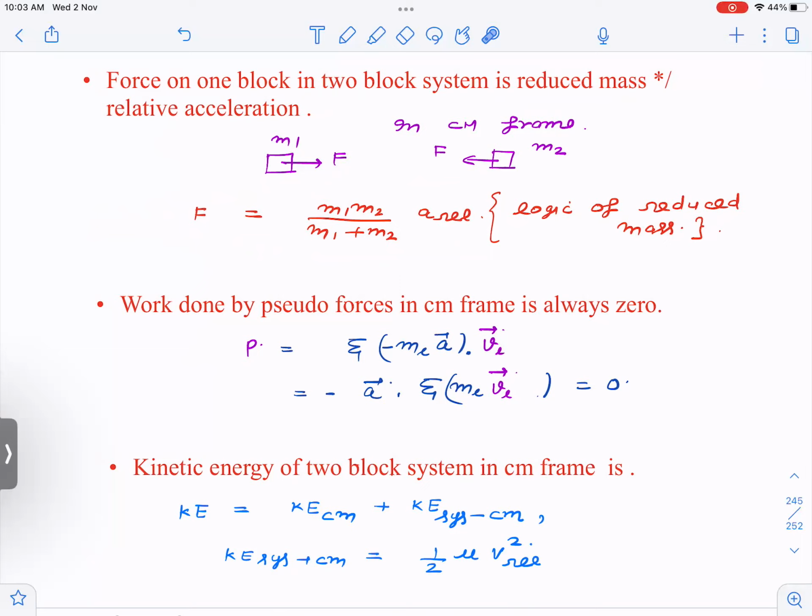So next one, again very interesting. You might not have seen this before. Work done by pseudo forces in the CM frame is always zero. Let us see a very simple and quick proof. Suppose power delivered is equal to F dot v on all particles, right? What is F? F is the pseudo force, on the ith particle it will be minus mi into a, because pseudo force is minus m a naught. Now, if you take a as constant, what is a?